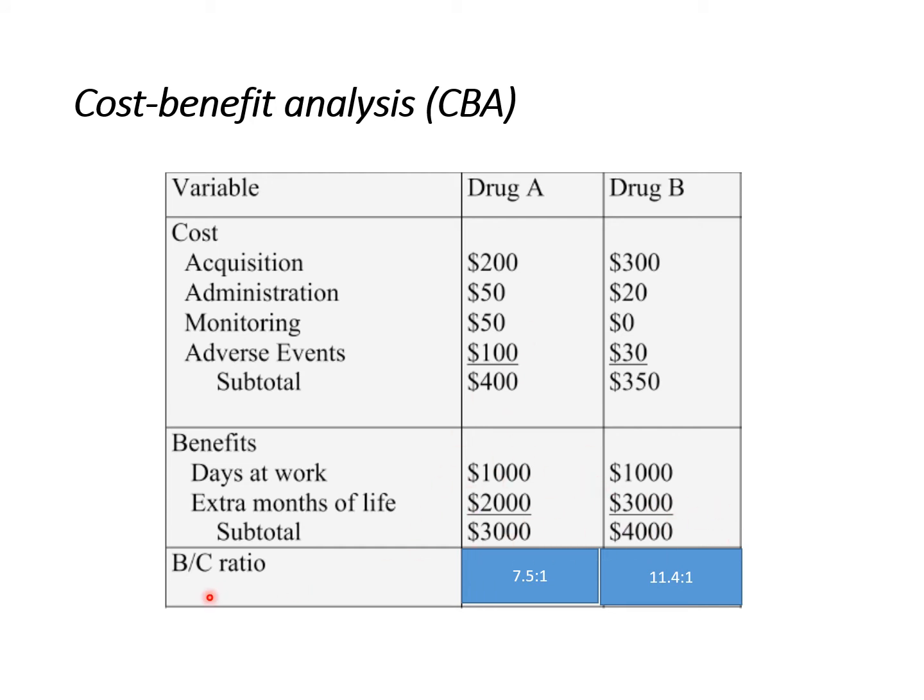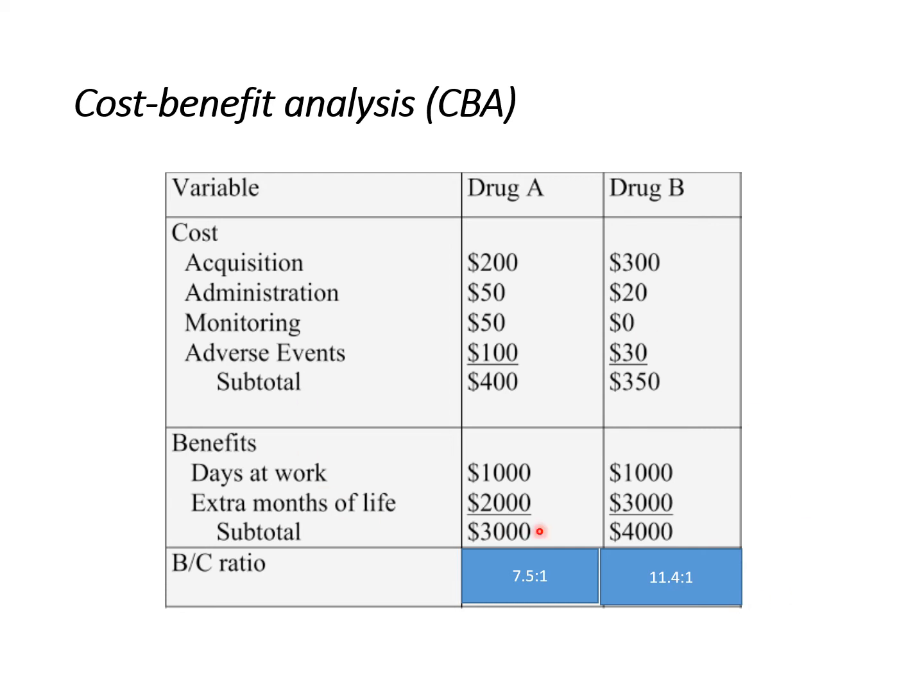Now to calculate the benefit to cost ratio, simply we divide benefit by cost. For drug A, divide 3,000 by 400, we have 7.5 dollars in return for each $1 spent. For drug B, dividing 4,000 by 350, and we have 11.4 dollars returned for each $1 spent.